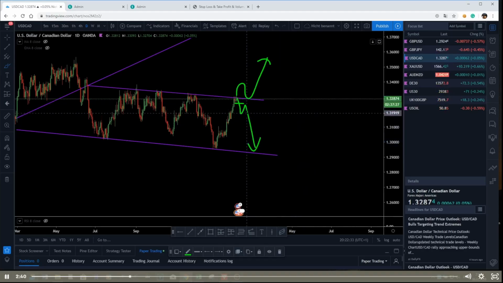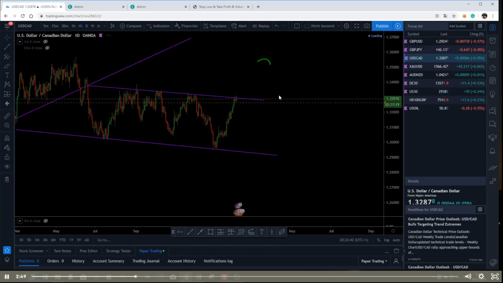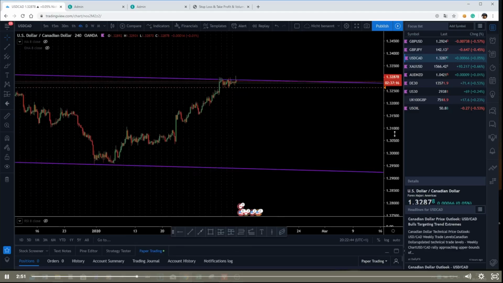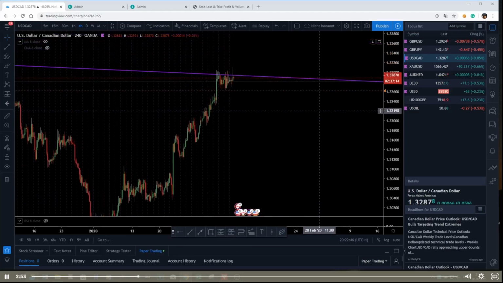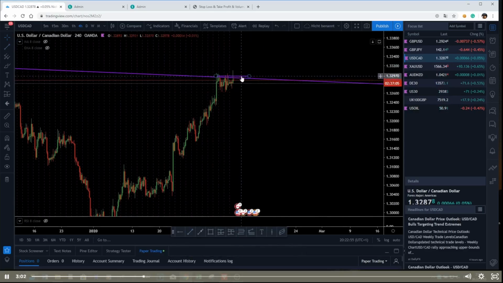Okay, now let me clean it up. Can I select this one? Okay, so now let's check the 4-hour chart. What do we see over here? What is happening in price action? Well, price is consolidating. We have this resistance here, price trying to go higher, but got rejected every time.